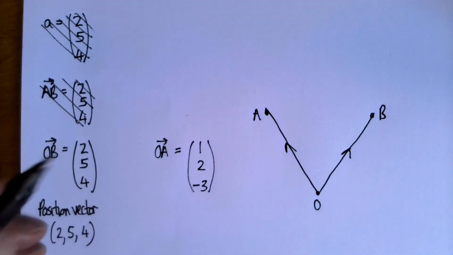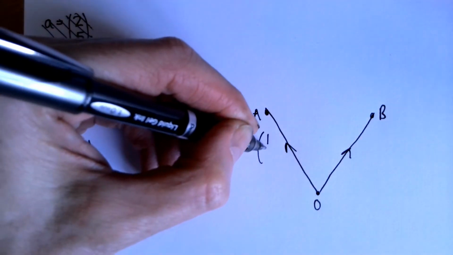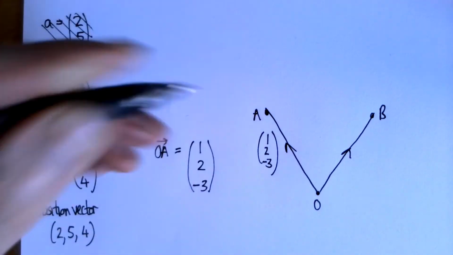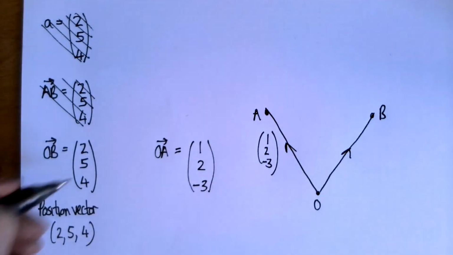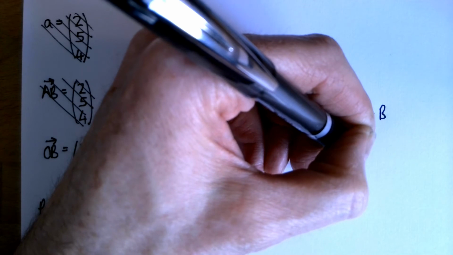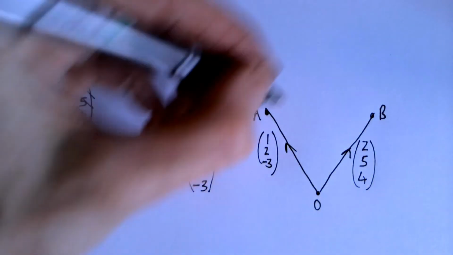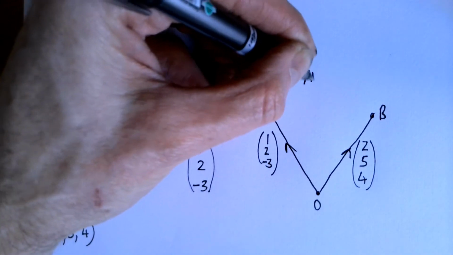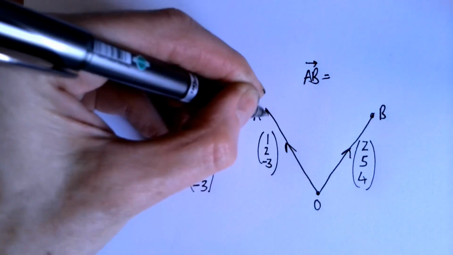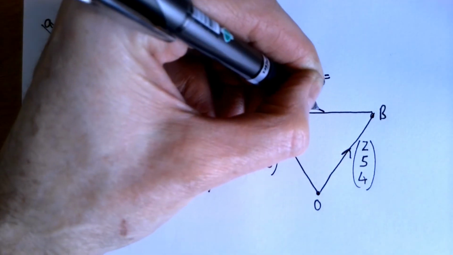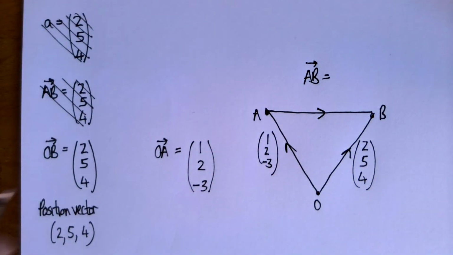So this vector here is the journey 1, 2, minus 3, and this vector here is the journey 2, 5, 4, and I want to know what the journey from A to B is. And it's important to remember that the direction is important, so the journey from A to B will not be the same as the journey from B to A, although you'll remember that they are very closely related.